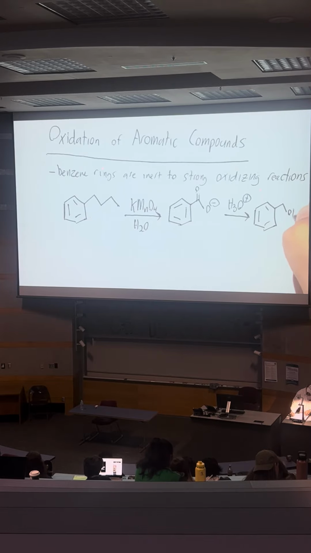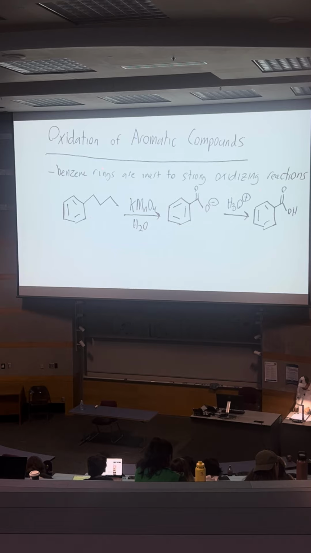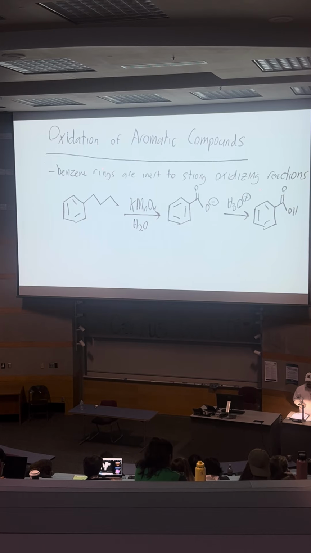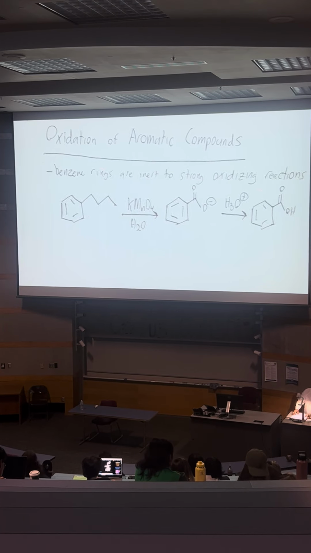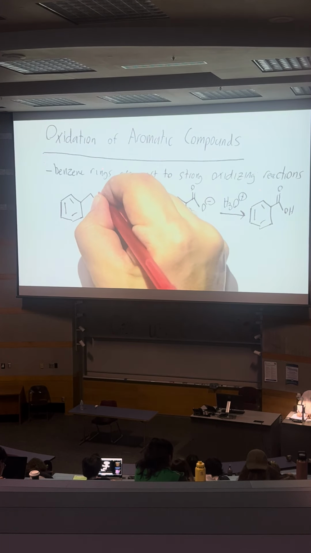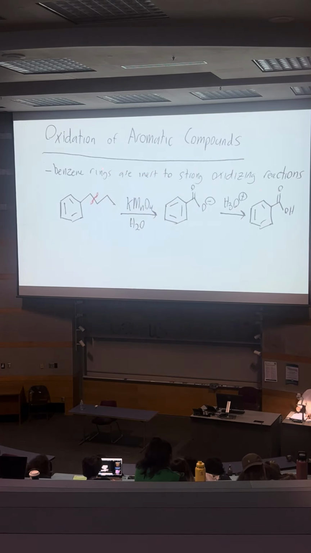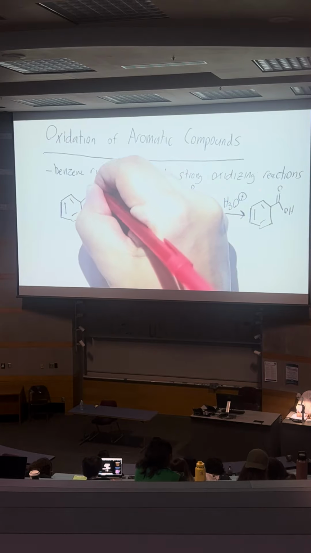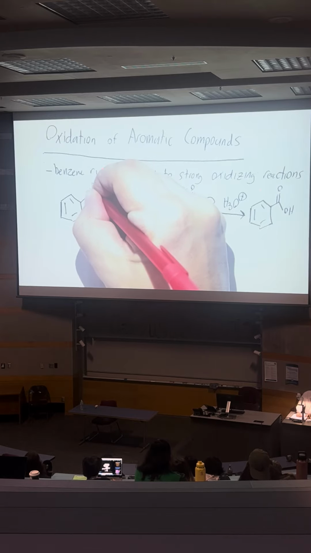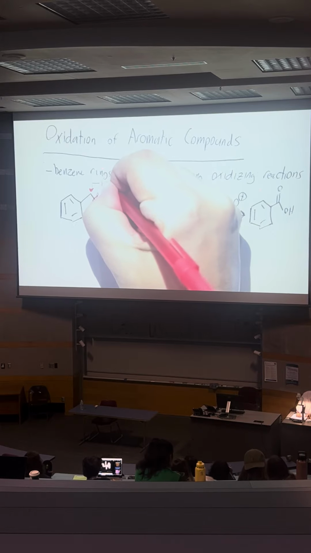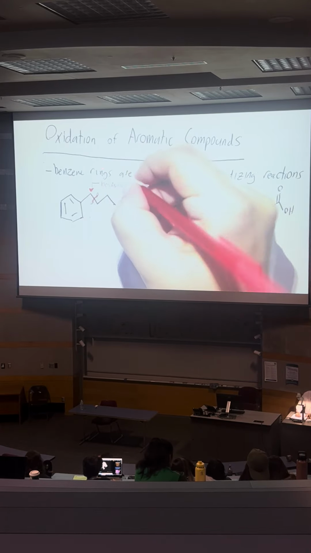Under these conditions, which we can consider strongly oxidizing, we take the carbon at the benzylic position to its highest oxidation state without breaking the carbon bond between it and the aromatic ring. So when we look at the original substrate, the bond that is breaking is this one. This bond right here is gone. This position right here is what we call the benzylic position.